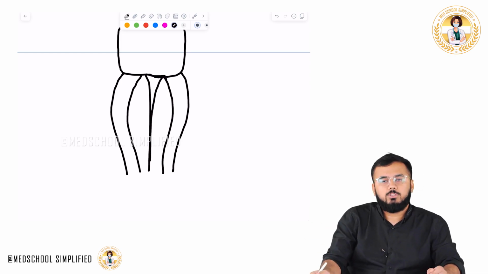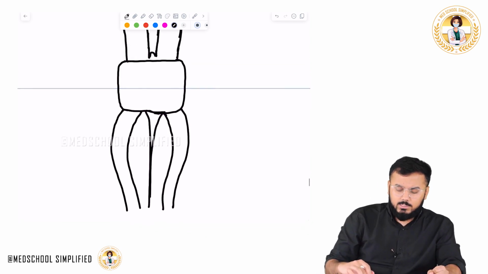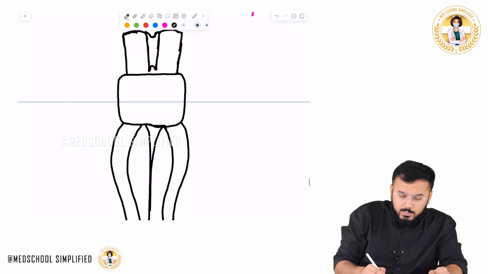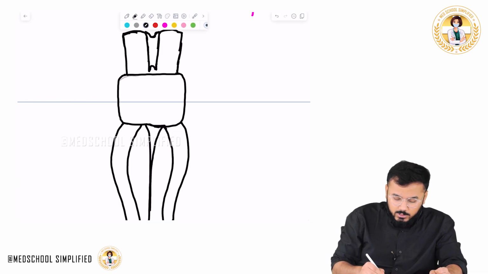Okay, this particular structure over here is called your medulla oblongata. Now, in this picture, this center picture is what is called your pons. So you see this center picture over here; this is called your pons.